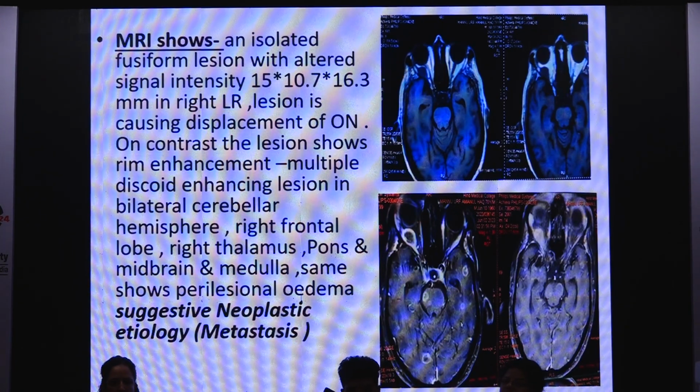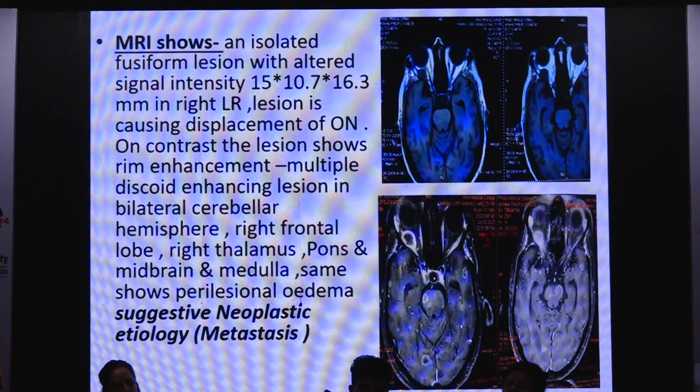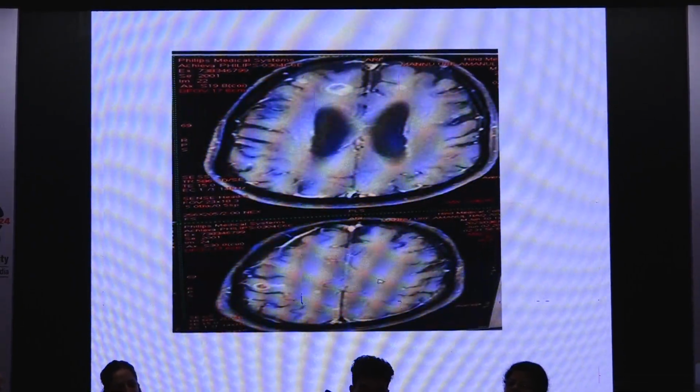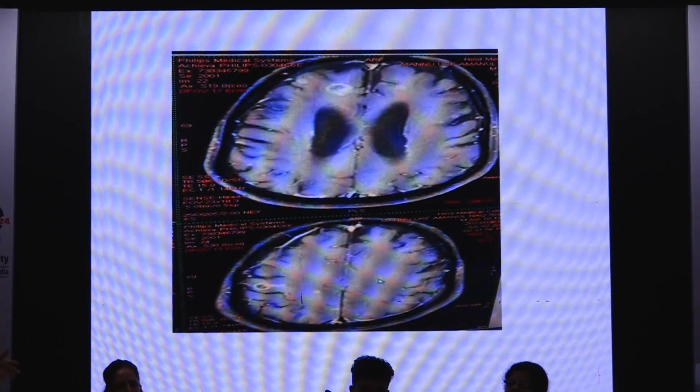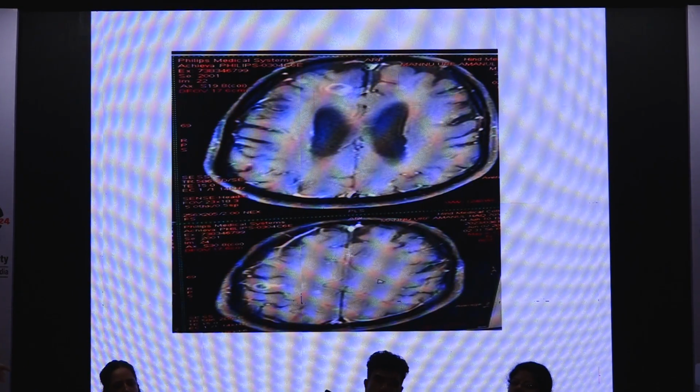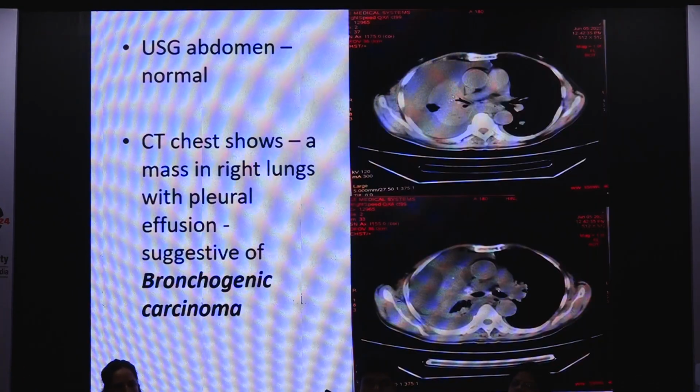When we got the MRI done, we found there was a fusiform mass, quite big in size, in the lateral rectus muscle, causing displacement of the optic nerve, which was responsible for the subnormal vision, causing compressive optic neuropathy in that eye. And the neuroradiologist also made the diagnosis of metastasis in the muscle, and the MRI showed multiple metastases in the brain also.